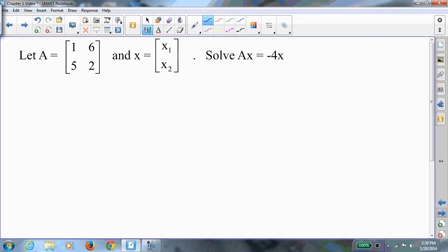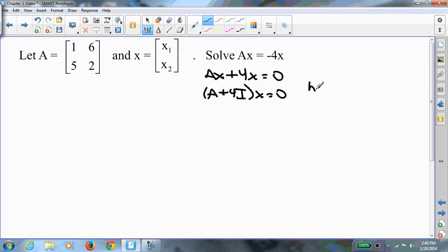So here's another example of how we could set up a matrix to solve a particular situation. I have a matrix times a vector, and I want the result to equal negative 4 times the vector. So before I start working with the numbers, I'm going to work with the equations here. So basically, I have Ax plus 4x equals 0. If I factor out the x, I have A plus 4, but it has to be a matrix, so this is going to be 4I times x equals 0.